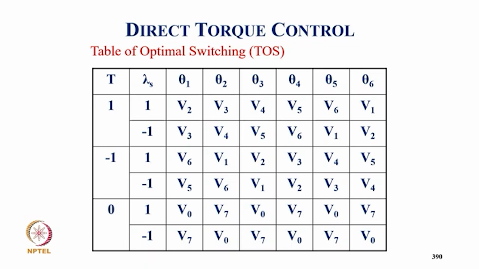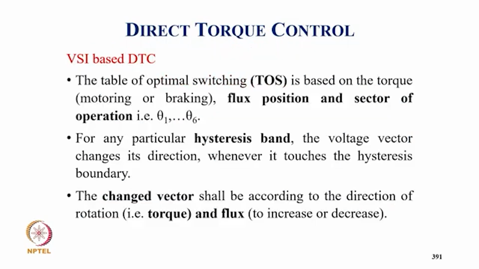The torque is 3 level, flux is 2 level, and you have sectors 1 to 6, and all the vectors are defined typically. So for VSI-based DDC, the table of optimal switching is based on the torque, motoring or braking, flux position, and sector of operation theta 1 to theta 6. For any particular hysteresis band, the voltage vector changes direction where it touches the hysteresis boundary. The change of vector shall be according to the direction of rotation.